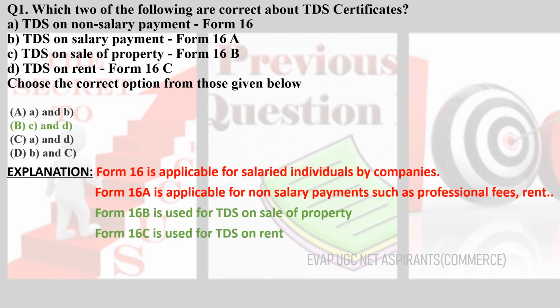So the answer for it is B, that is TDS on sale of property, form 16B, and TDS on rent, that is form 16C. So that is the correct answer. Whereas form 16 is applicable for salaried individuals by companies, and form 16A is applicable for non-salary payments such as professional fees and rent.